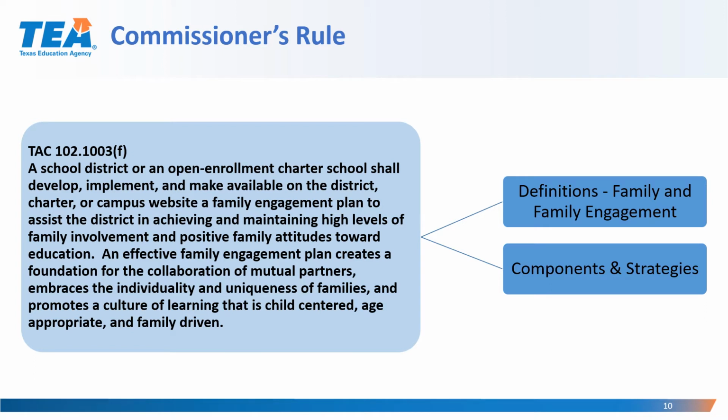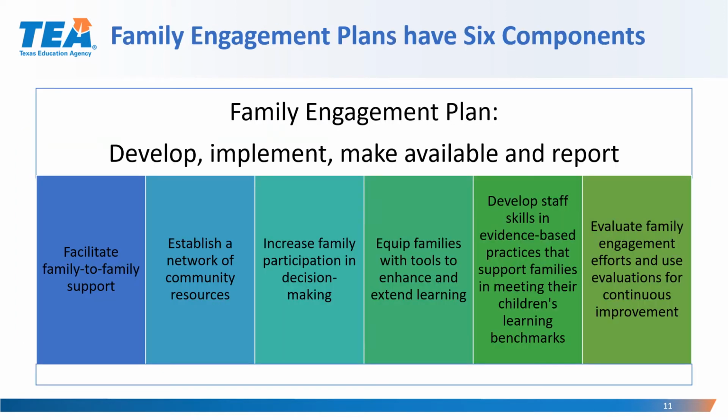Let's look now at Commissioner's Rule to see what it says about family engagement plans. Commissioner's rules include additional detail regarding the family engagement for pre-kindergarten programs serving eligible 4-year-old students. The Commissioner's rules also give definitions for both family and family engagement, and then list the 6 components that must be included in the family engagement plan. Family engagement plans have 6 required components. Here are the components.